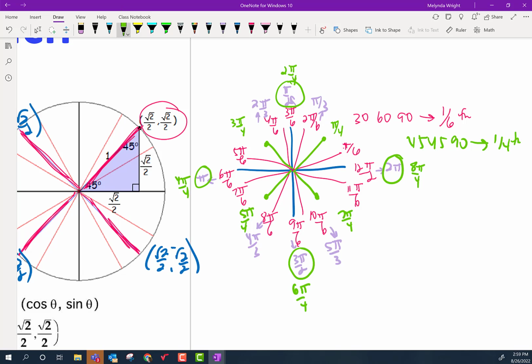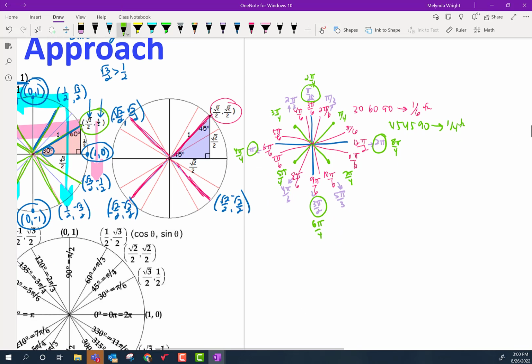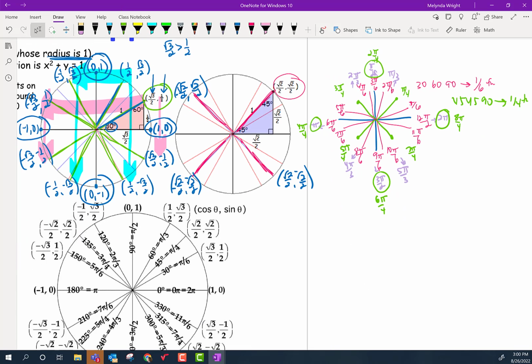Okay? So we've talked about the coordinate points and we've talked about the radians. So this is just something that you're going to be working on memorizing. You're going to have several weeks to do it. It's going to be fine. Okay? All right. So let's look over here.